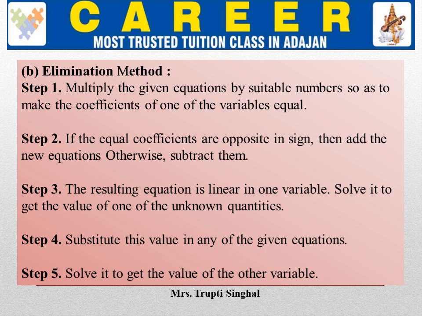For example, 2x plus 3y and 2x plus 6y have the same sign, but if the equal coefficients are in opposite sign, then we have to add, otherwise subtract them. Step 3, the resulting equation is linear in one variable. Solve it to get the value of one of the unknown quantities. Step 4, substitute this value in any of the given equations. And step 5, solve it to get the value of the other variable. So it is a very simple and very effective method.